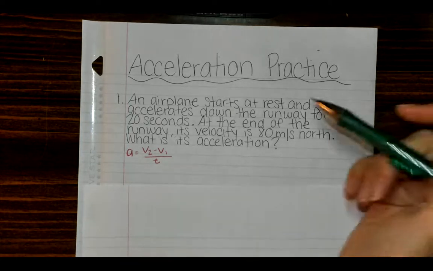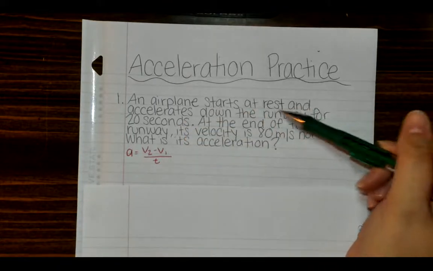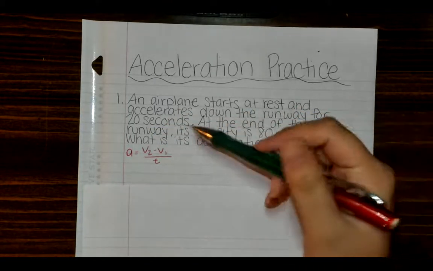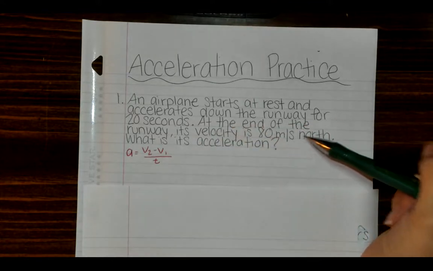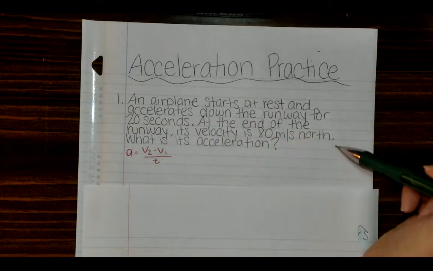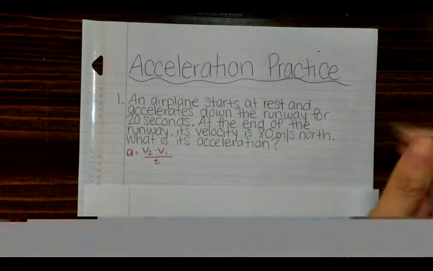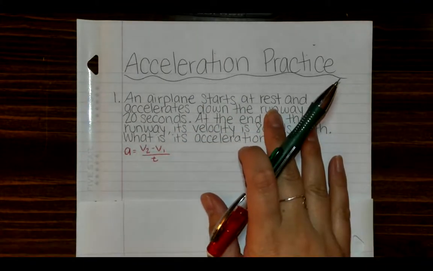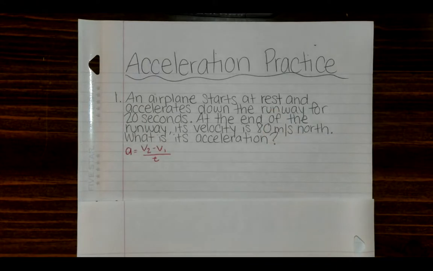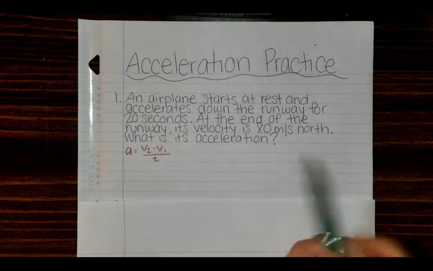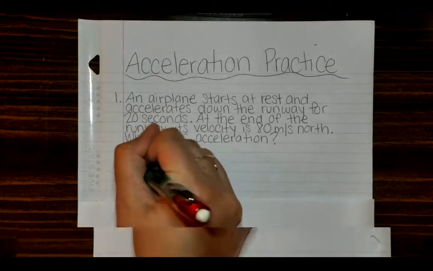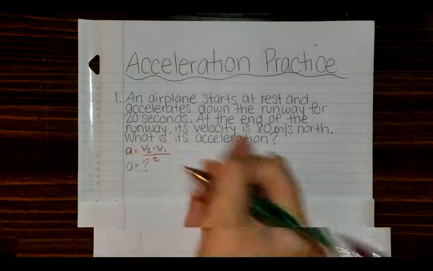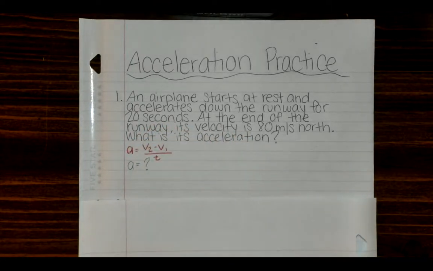So let's go ahead and read the question. An airplane starts at rest and accelerates down the runway for 20 seconds. At the end of the runway, its velocity is 80 meters per second north. What is its acceleration? So right now, we need to dissect what are we looking for and what do we know? So the last question says, what is its acceleration? We don't know that. That's what it's asking us. So we don't know A right now. Okay, so that's our variable that we're solving for.